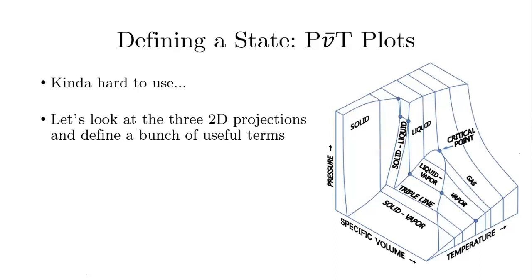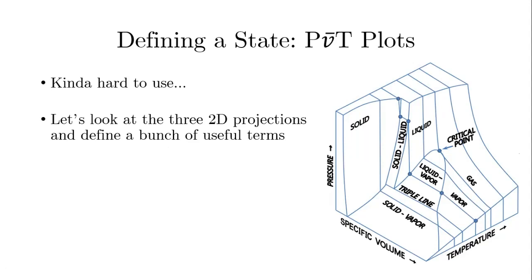So when we define a state, what we can do is plot it. Since I need two variables or one variable, whatever it is, I can plot pressure, volume, temperature. Those are the three natural state variables that I can easily measure for a system. And I get this beautiful 3D plot, but it's difficult to use.